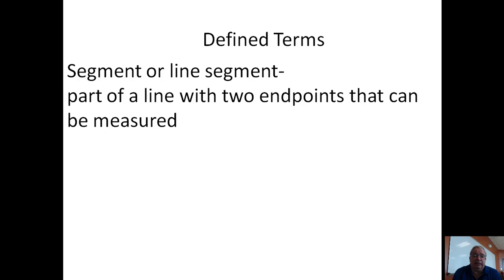But a line segment has 2 endpoints, so I can measure from this point to that point, and I can find the length of the line. Remember, the only dimension a line has is length, so we can measure the length of a line. So again, what's important about this, if I ask you this on a quiz, it's part of a line with 2 endpoints, and it can be measured. All of this is important for the definition of a line segment.